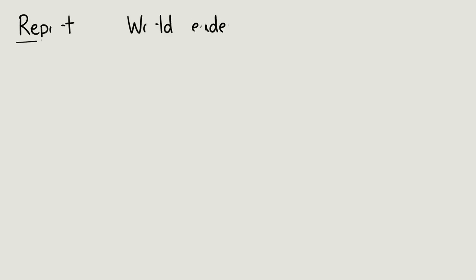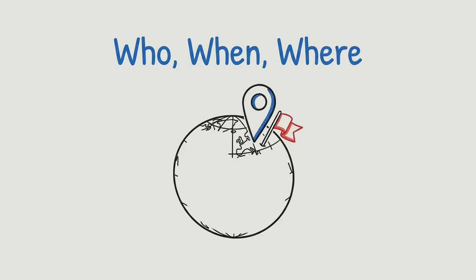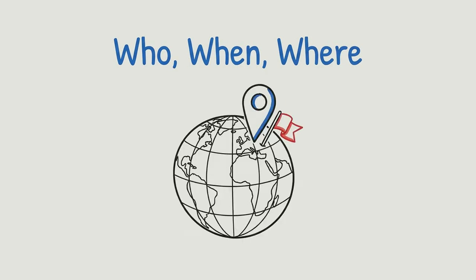When you write a report about a world leader, organize facts into clear sections so readers can follow your ideas. Start with an introduction, name the leader, and explain why they are important. Next, explain who they were, when they lived, and where they led. Include the country, movement, or organization they were part of.